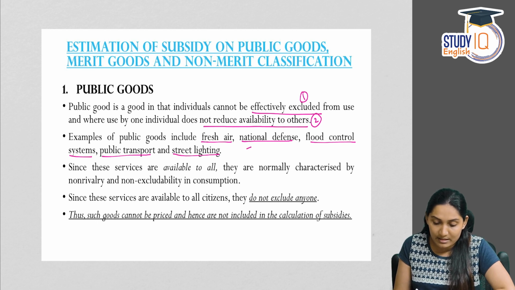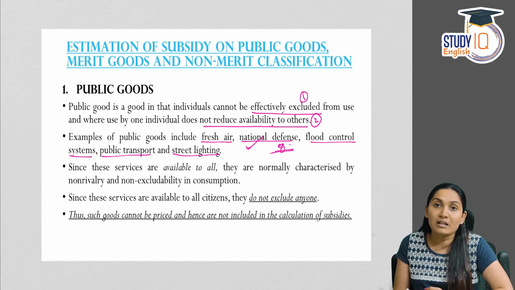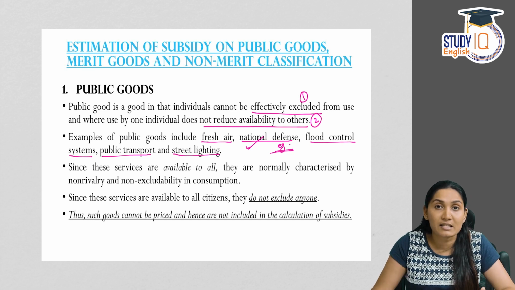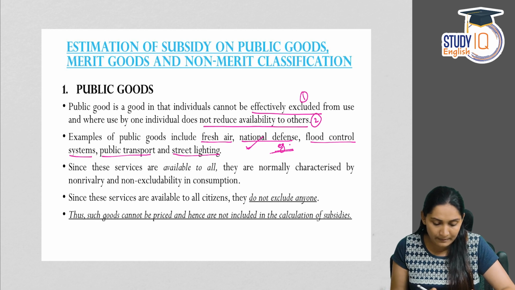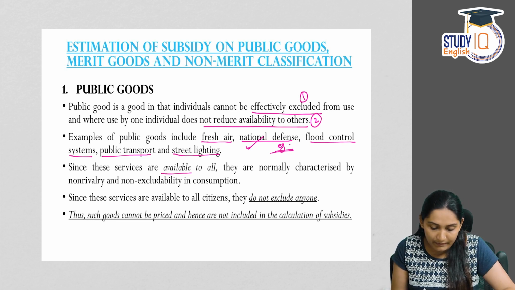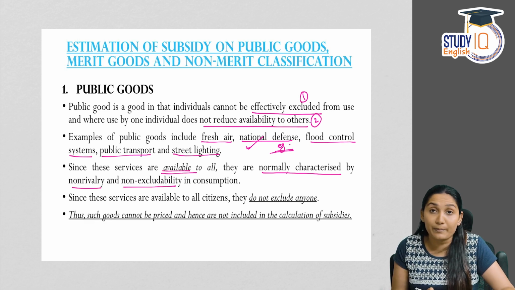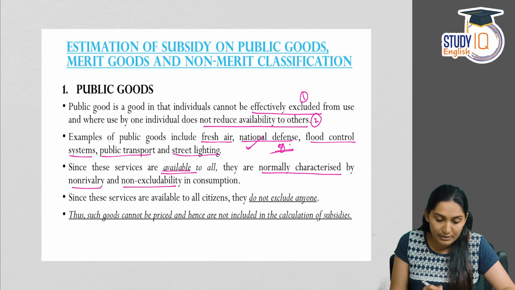Now, if you take national defense as an example, nobody can be excluded from the services of national defense. And also, if a person is availing those services, it doesn't mean that it is less available for another person. So, these are the two characters. Since these services are available to all, they are normally characterized by non-rivalry and non-excludability in consumption.